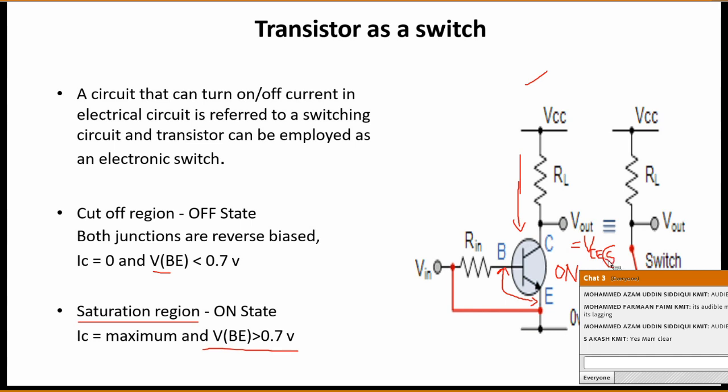You should remember all these things, because we studied them in the second unit when we were studying the transistor CE configuration output characteristics. So when the transistor is on, the output is equal to VCE sat. Remember this. The VCE sat value of any transistor is equal to 0.3 volts. I hope you remember this. VCE sat is equal to 0.3 volts. This is the standard value.